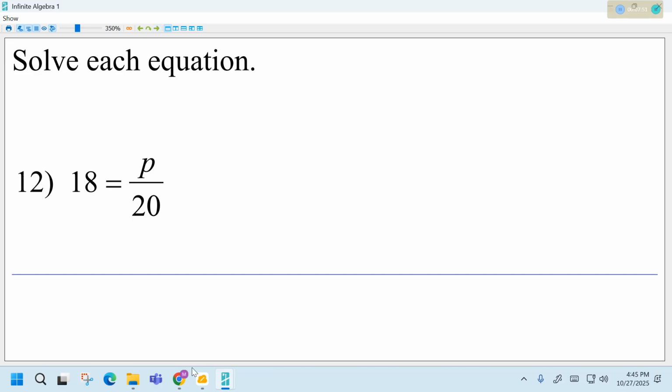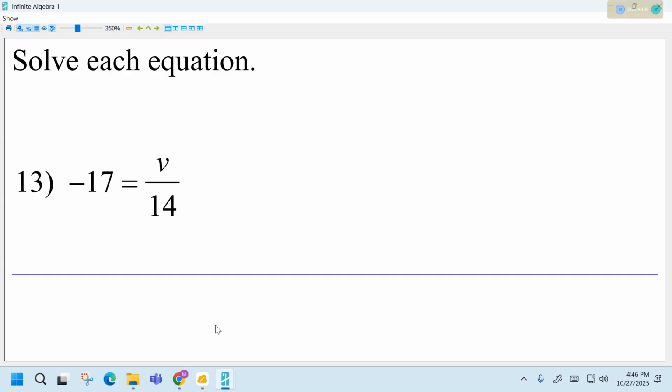Okay, so what would I do in this problem to both sides? In this case, I'm going to multiply both sides by 20. Multiplying both sides by 20 will end up giving me 360 for 12 on this one. So how would I do this one?